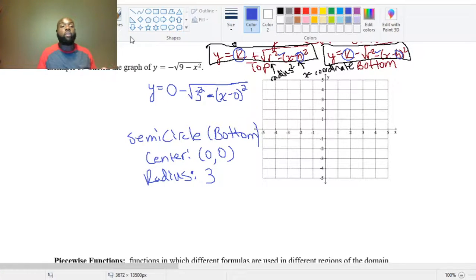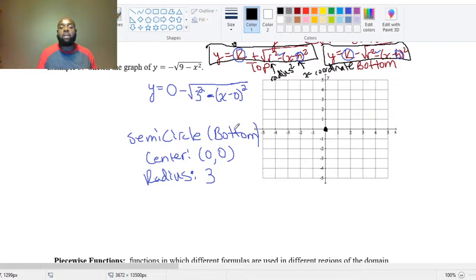All right. So if I want to draw this graph here, then all I have to do is go to my origin and plot my center. All right, now your center is not an actual point on your graph. It's just a feature of a semicircle, right? The actual points on your graph are the values that make the actual semicircle.